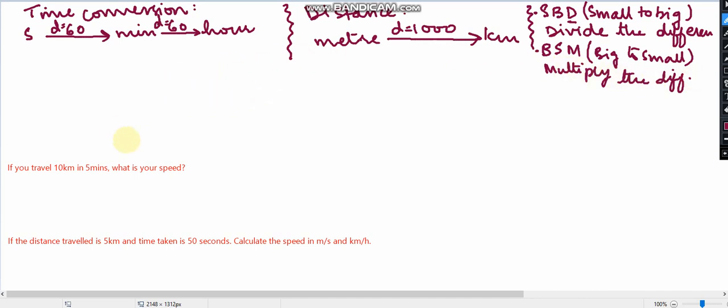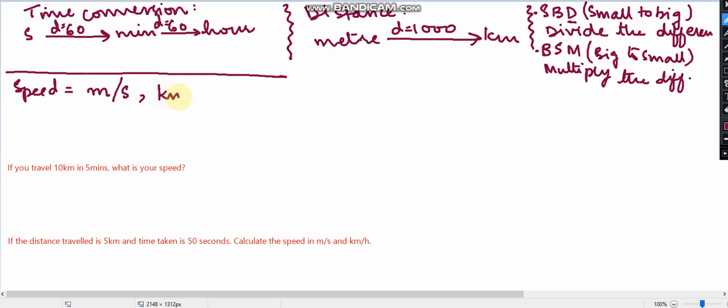Now let's look at some examples. Example says if you travel 10 kilometers in 5 minutes, what is your speed? Now you know that there are basic three units of speed. Either speed is written in meter per second or kilometers per hour or miles per hour. So if you have distance in meter and time in hours, either you convert in meter or kilometer, always answer in these three units.